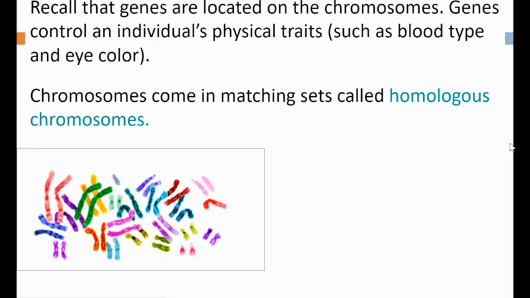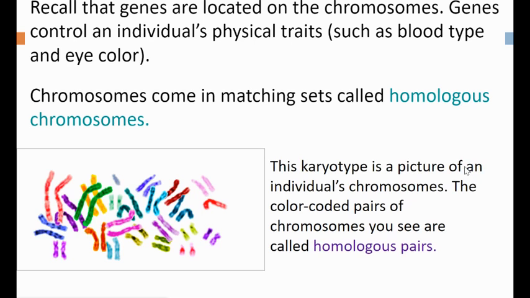Remember, we kind of saw this today in our modeling activity. We know that the chromosomes we find in our cells are going to carry genes which control the physical traits of someone. It's chromosomes that we know come in matching sets, and we call those matching sets homologous pairs. And you can see that in the karyotype or picture of someone's chromosomes here. We can see all of the pairs are matched up according to their size and shape, their banding patterns, and where their centromeres may be.